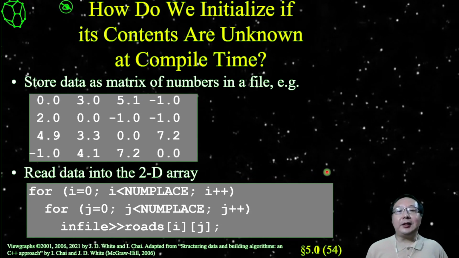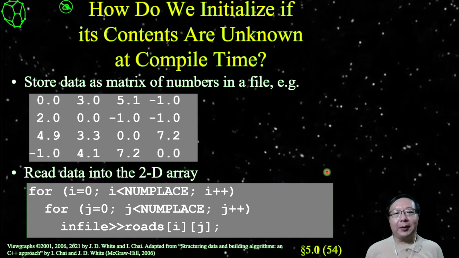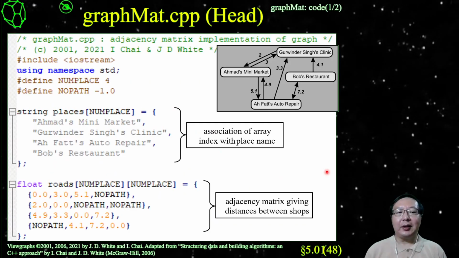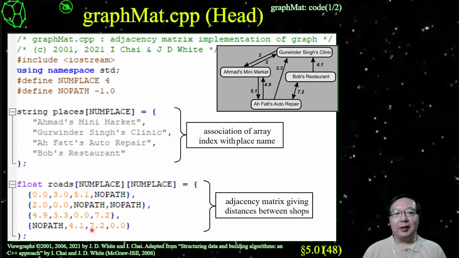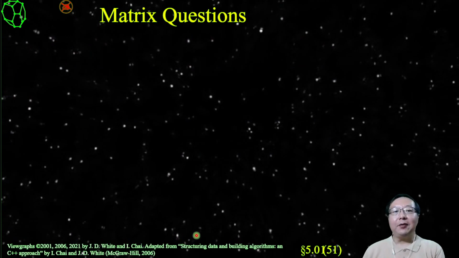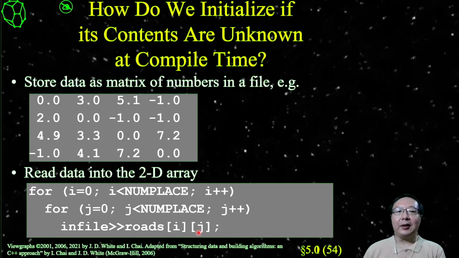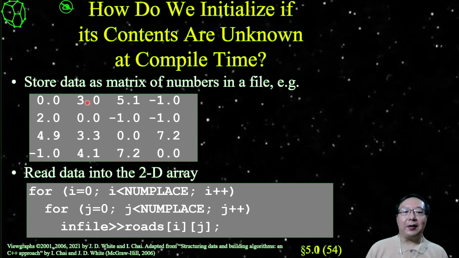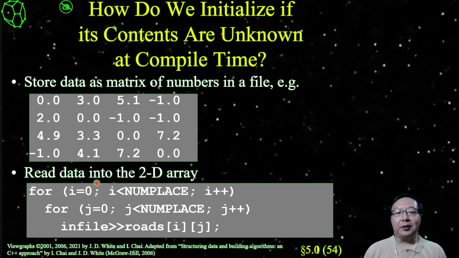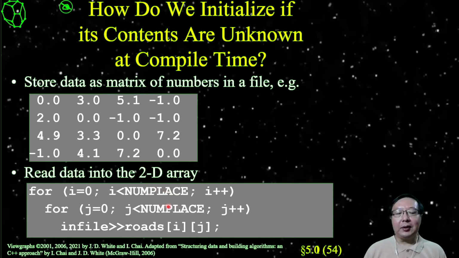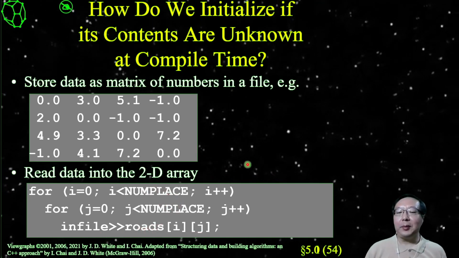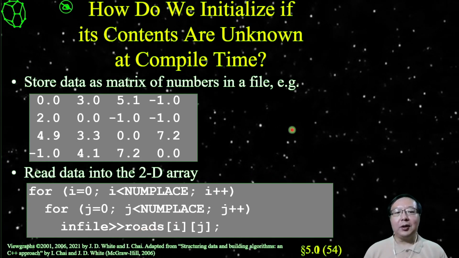How do we initialize if its contents are unknown at compile time? Remember this one, we knew the contents at compile time, so we could just initialize the array like that. But if we don't know the contents at compile time, we could store the data as a matrix of numbers in a file, for example, like this, and then you just read the 2D array into your matrix using nested for loops.